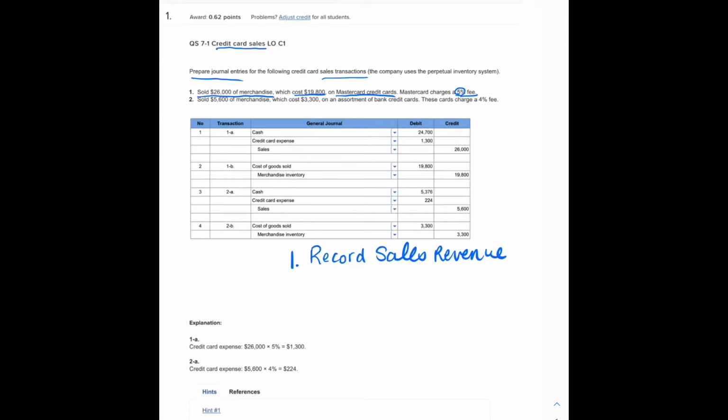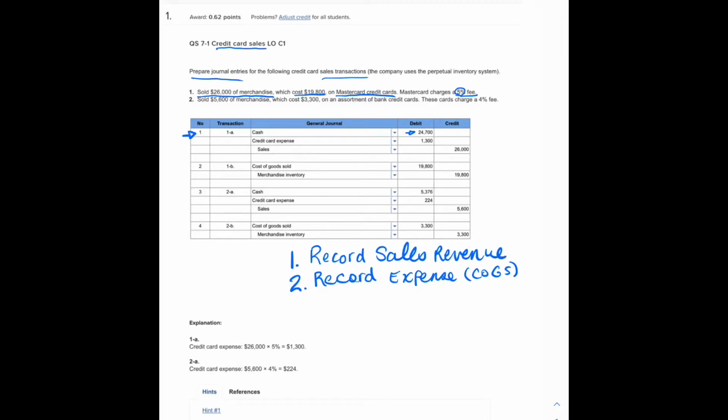And finally, we're going to need to record the expense, meaning the cost of goods sold portion of this. So if we look at number 1 right here, what we see is that we debit cash for the $24,700. And you say, well, how did we get that?